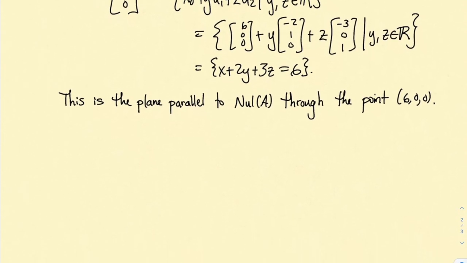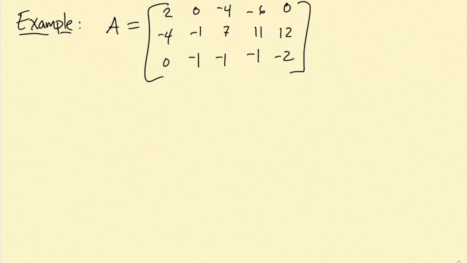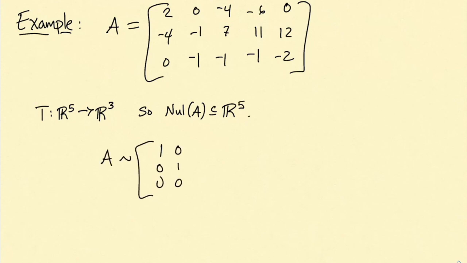So as a final example, let's consider the following 3 by 5 matrix. This matrix defines a transformation T which takes in a vector of dimension 5 and outputs a vector of dimension 3. So that tells us that our null space should be a subspace of R5. If we ask Sage to place this matrix into reduced row echelon form, if we label the coordinates for R5 as x1 through x5, then this will give us two equations.